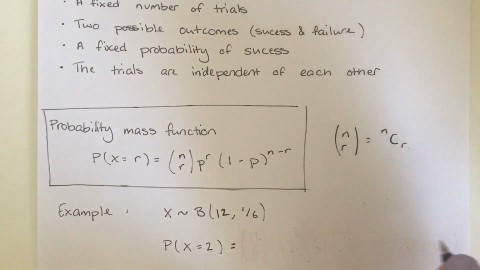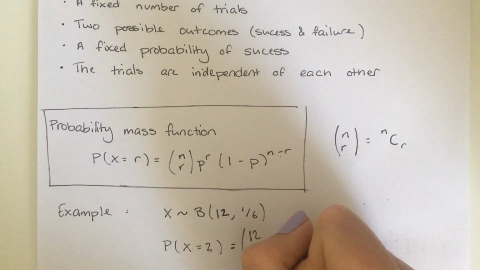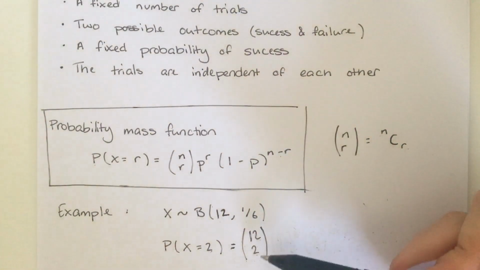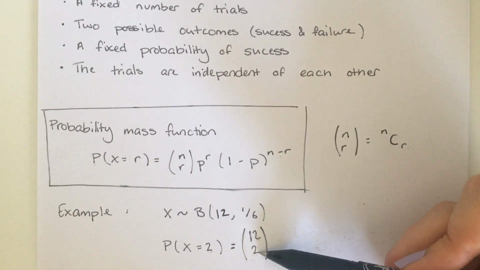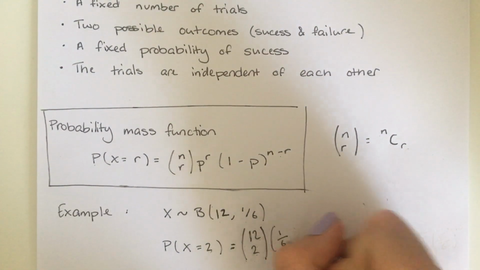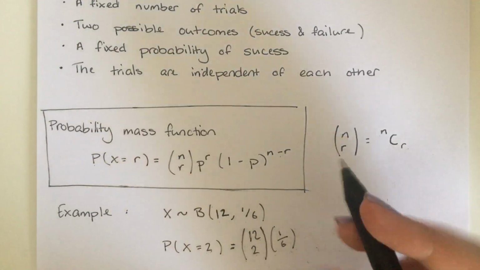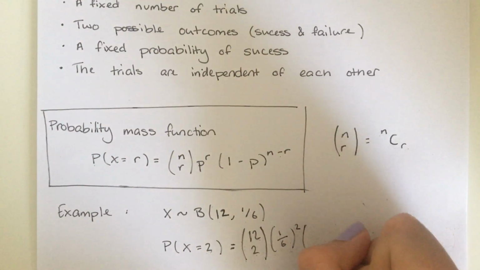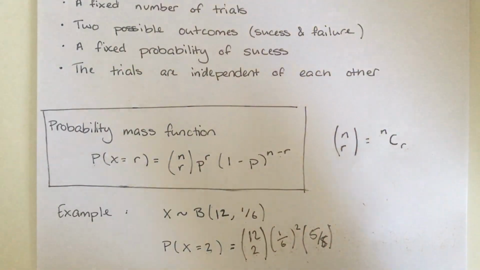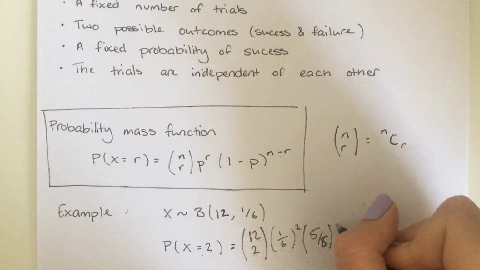So you can set this up like so. We're going to have 12 choose 2. So what this means is how many ways are there of selecting 2 objects out of 12, multiplied by the probability of success, which is 1 over 6, to the power of the number of trials we want to be successful, so that's 2, and then the probability of failure, 5 over 6, to the power of the number of trials we want to fail, so 12 minus 2, 10.